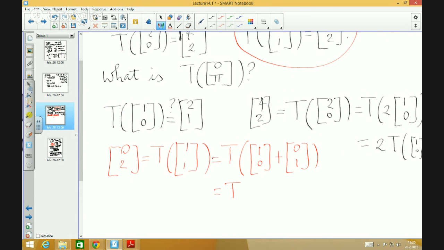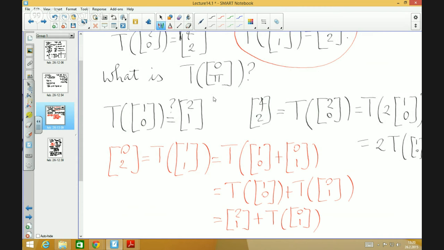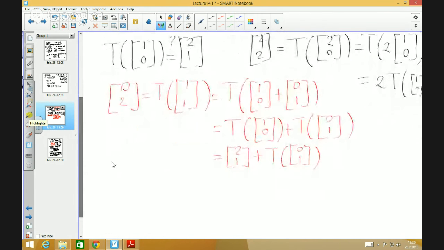So that's T of (1, 0) plus T of (0, 1), which is the thing that I want to figure out. And I can figure it out now. Why? Because I know what T of (1, 0) is. It's written over here. It's (2, 1). So, ladies and gentlemen, what is T of (0, 1)?